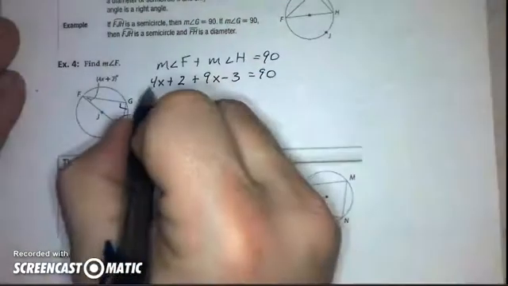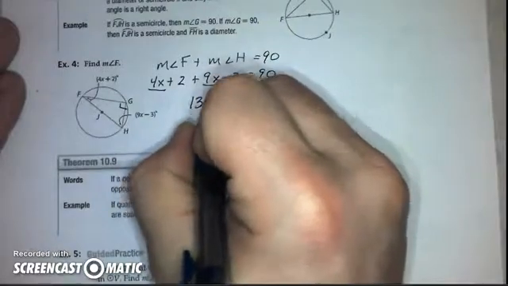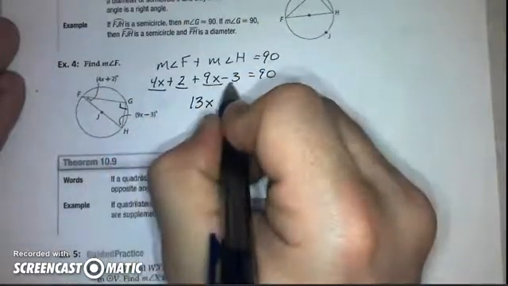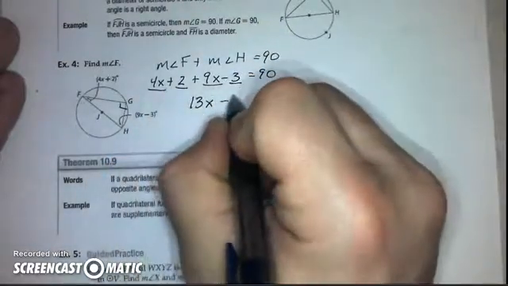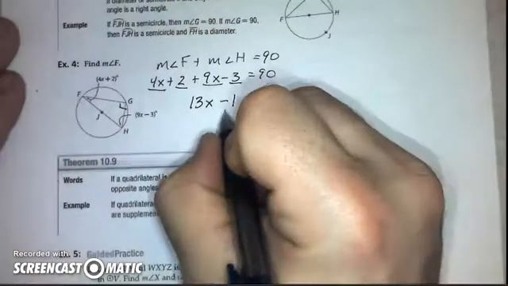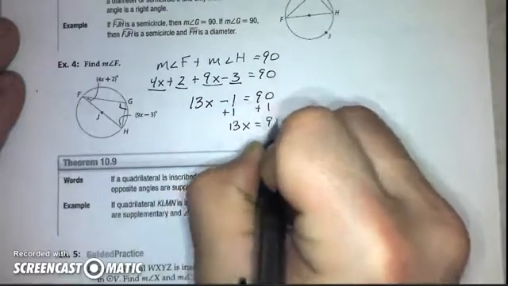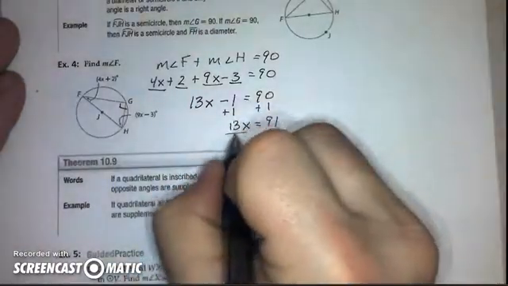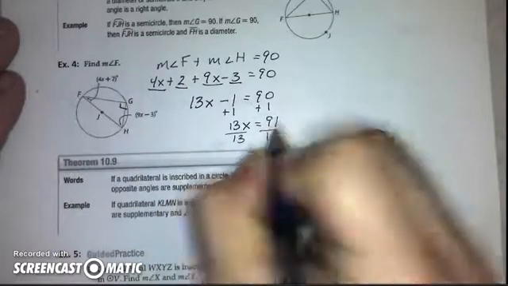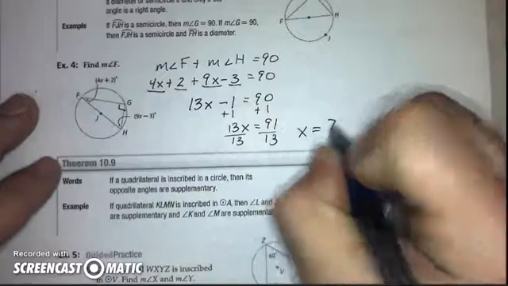We can combine like terms here and here, and here and here. 2 plus negative 3 is negative 1. Cancel out the minus 1. And divide by 13. And we get that x equals 7.